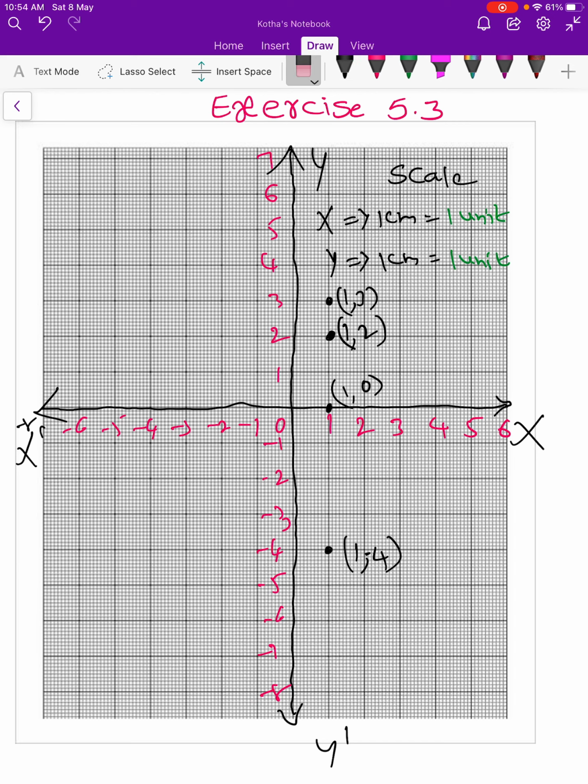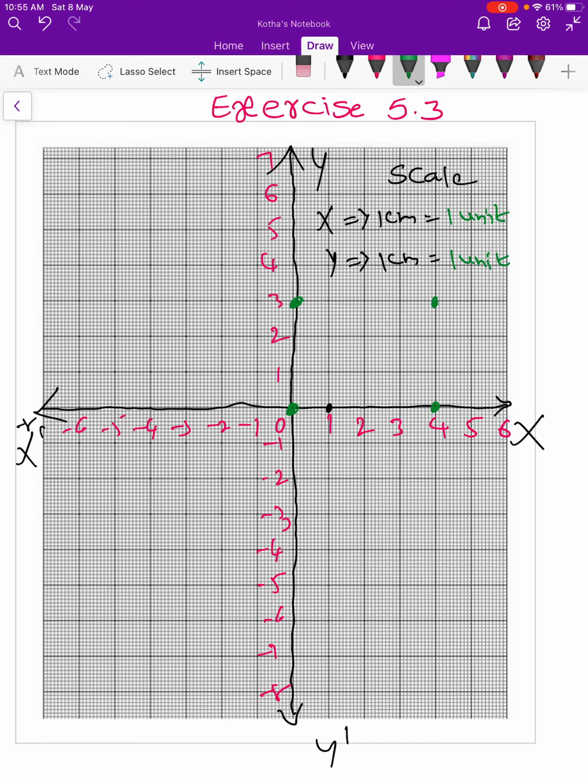Next, let us move to bit number 5. In bit number 5 we have to plot the points (0, 0). So here it is (0, 0). Next, (0, 3). Then (4, 3), 4 is here and 3 is here. Then (4, 0). We have represented all the points on the graph paper.